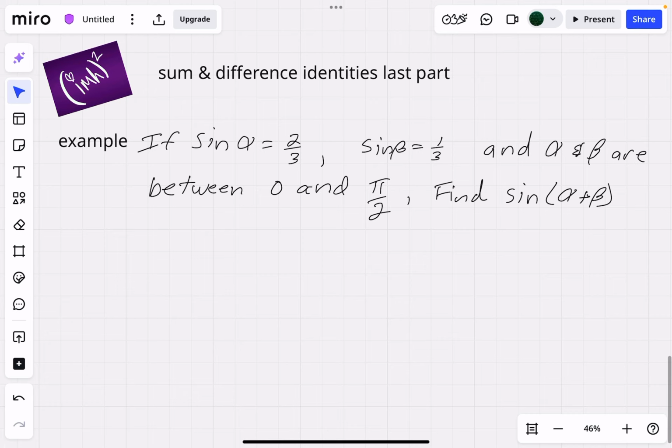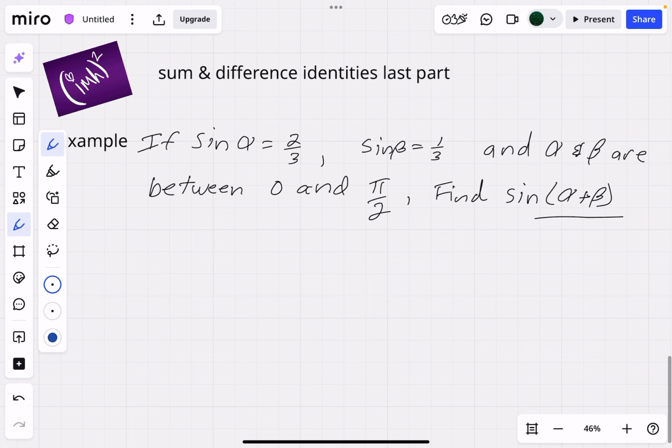We're on the last video, for now, on the sum and difference identities, right? So if we have the sine of alpha being 2/3, the sine of beta being 1/3, both alpha and beta are between 0 and pi over 2, then we want to find the sine of alpha plus beta.